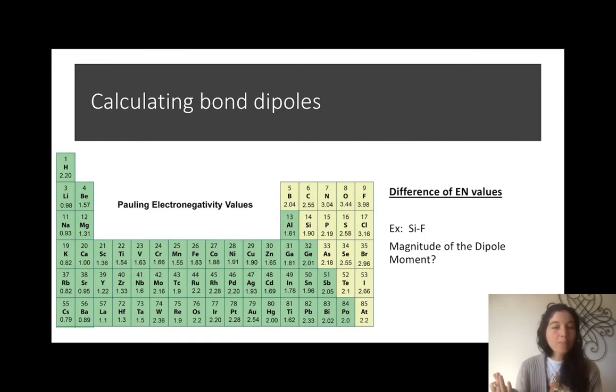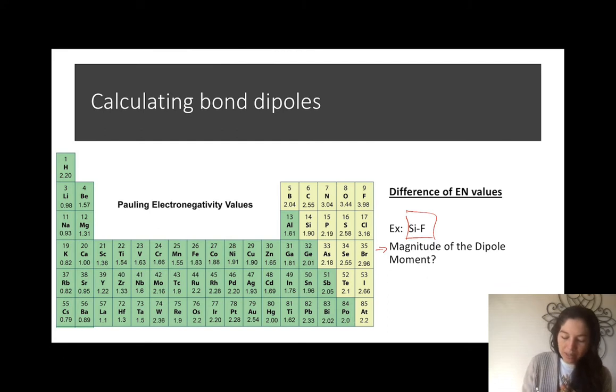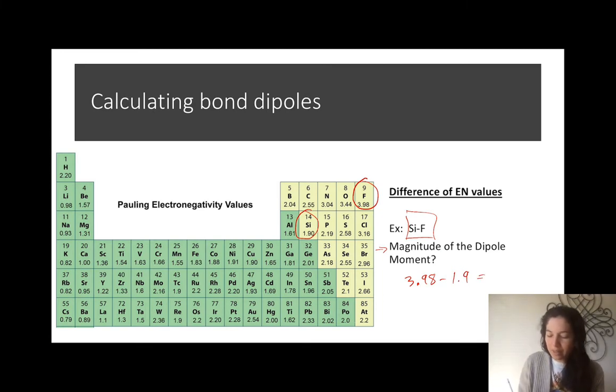Okay, so this is a pretty simple concept. If you want to calculate the difference in your electronegativity values, this is how you find the bond dipole. So if you were asked, what is the magnitude of the dipole moment between these two atoms, silicon and fluorine, we can simply go to our Pauling scale and locate these two. I'm going to put the larger one first, 3.98, so we can get a positive value here, and take that difference.